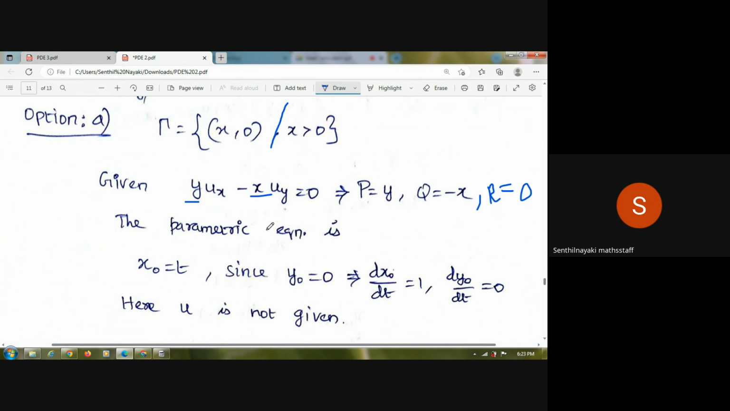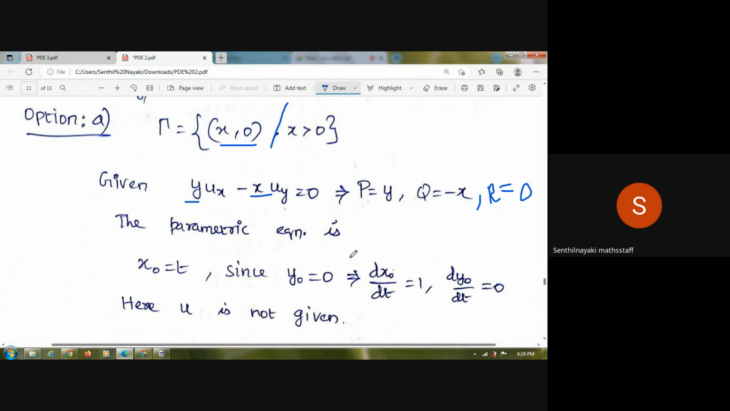The parametric equation we are taking from this curve gamma: x equal to x. Here x₀ means the initial value; assume this value as t. So x₀ equal to t, and the y₀ value, as I already said, is 0.